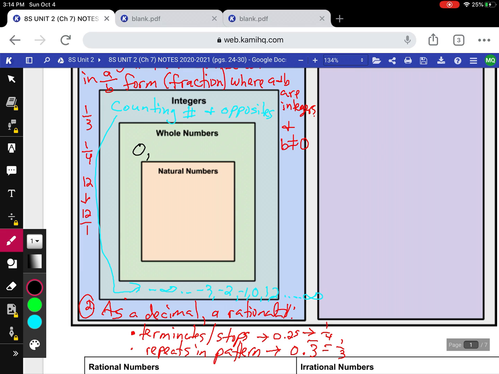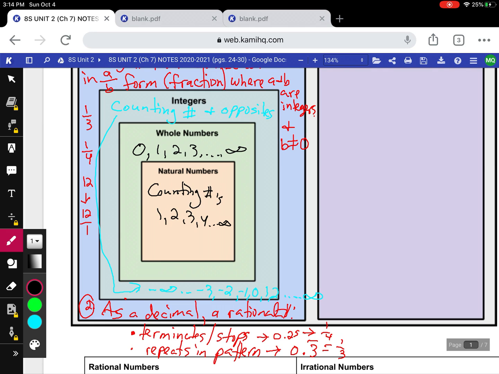Then we go down to whole numbers, and whole numbers are 0 on up. So 0, 1, 2, 3, to infinity. It does not include negative numbers. And then we have natural numbers, and those are going to be our counting numbers: 1, 2, 3, 4, to infinity. It does not include 0.